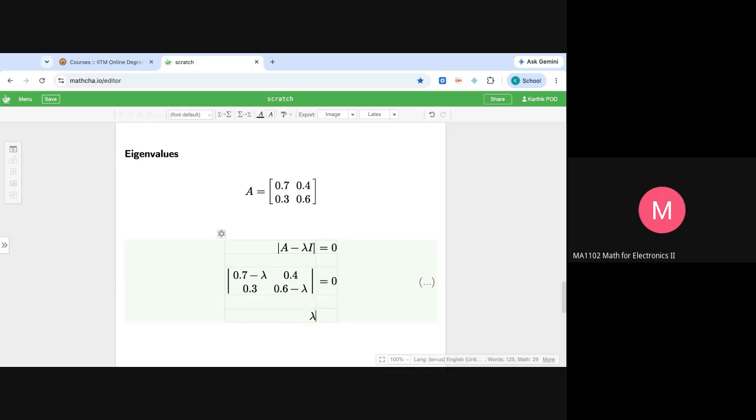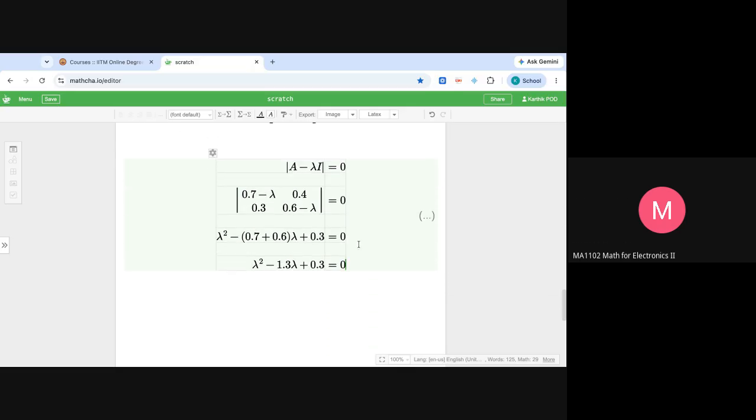An easy way to write this is lambda square minus the trace of the matrix times lambda plus the determinant. Of course you can expand the determinant, but as a shortcut, you can just add the trace, the sum of the diagonal elements, plus the determinant of the matrix. So this is like 0.42 minus 0.12, which is 0.30, so 0.3. So lambda square minus 1.3 lambda plus 0.3.